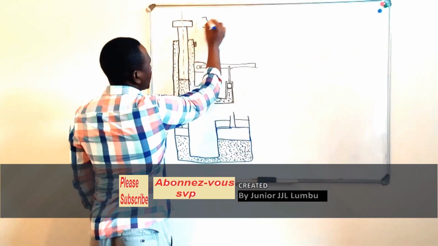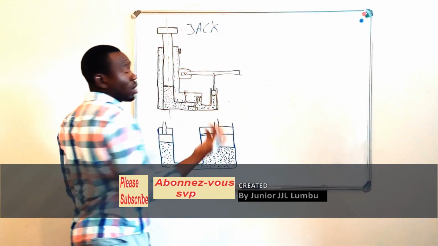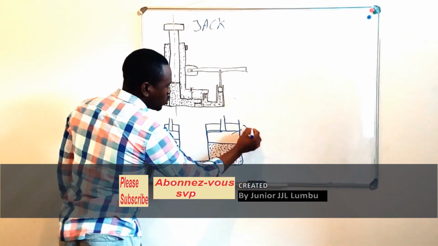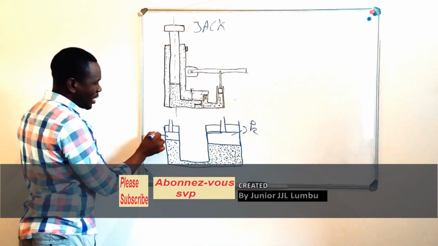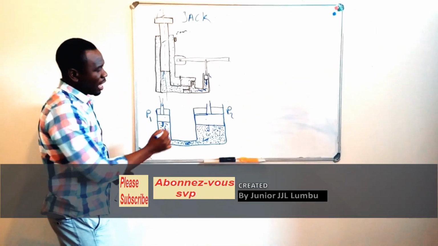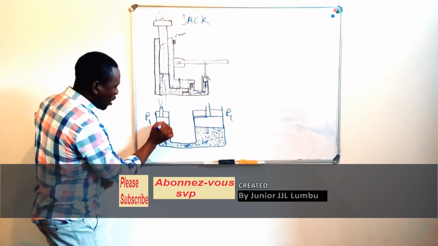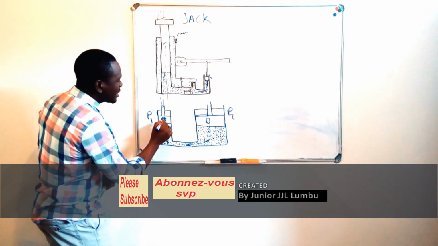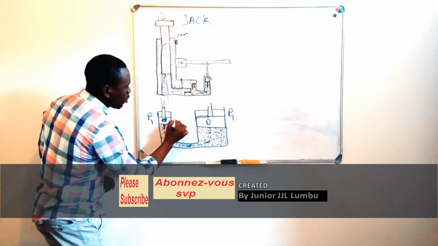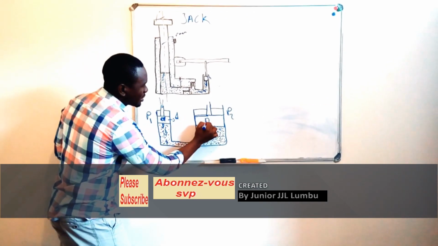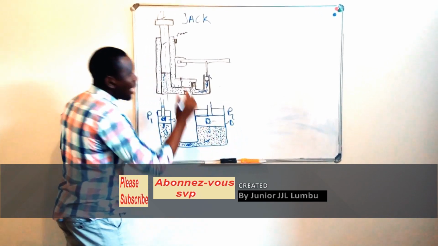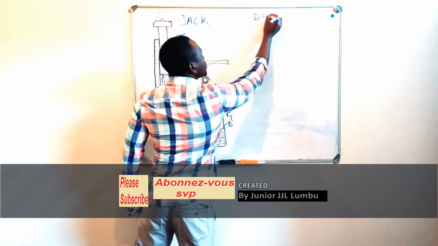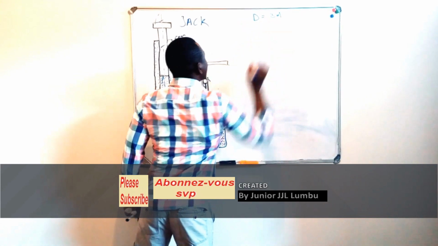So this is my jack, your jack actually, the one that you use in your car. Okay, this is your jack, and here I have two pistons. That's piston two, and this is piston one. As you can see, piston one is smaller in diameter than piston two. So let me name piston one diameter small d and piston two diameter big D. And let's put a relationship. So let's say big D equals three times small d.